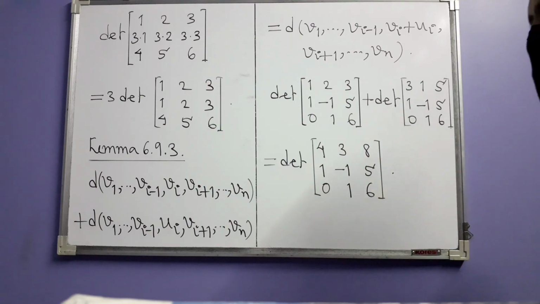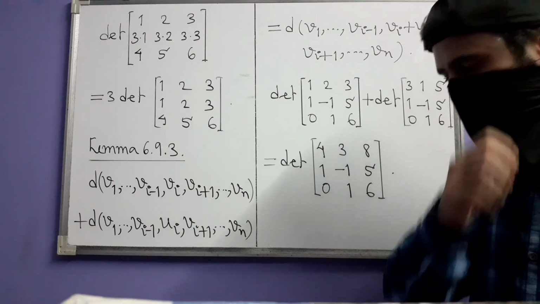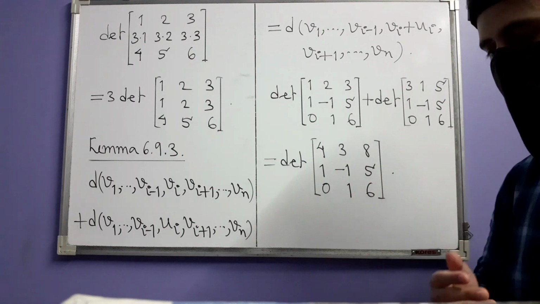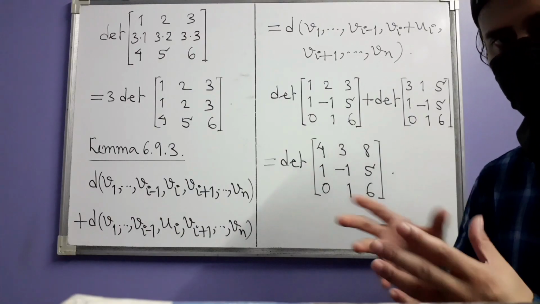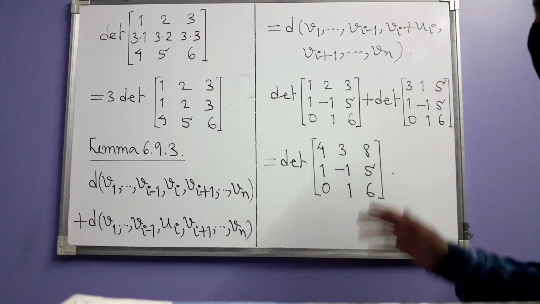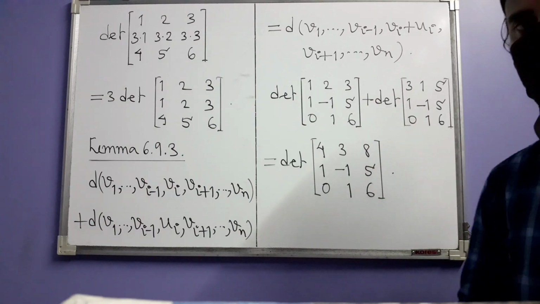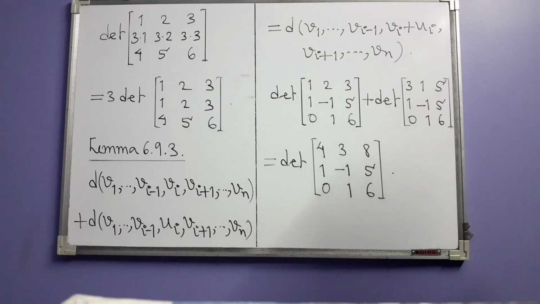How can you use this property? You can use this property to simplify your determinant calculation sometimes. If the entries are very large, you can break them up and write it as two determinants. It's not really very useful in that sense, but sometimes it may be useful in some special cases.